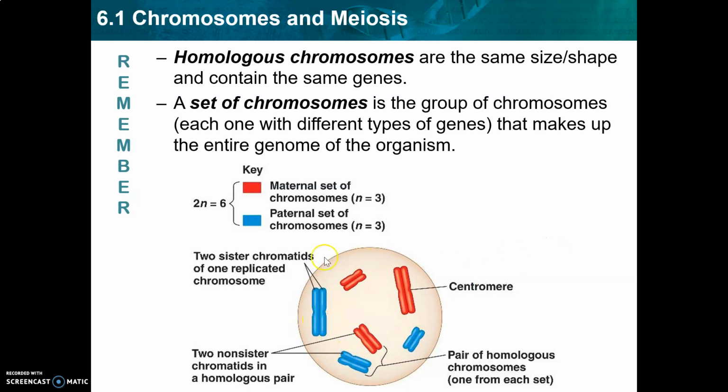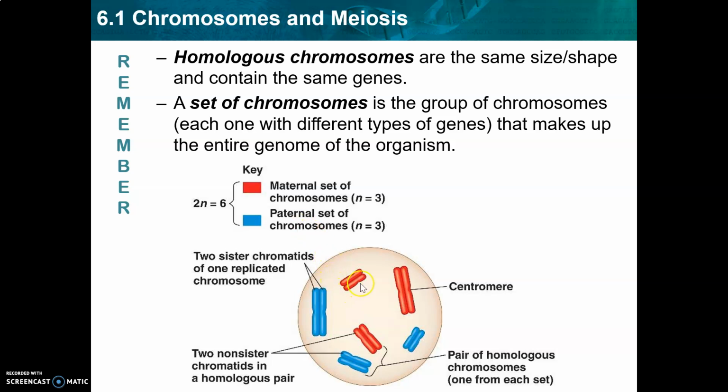So this cell altogether we would say is 2n equals 6, because we know it's diploid. How do we know it's diploid? Well, it has a set from the mom and a set from the dad. So that means 2 sets of chromosomes. That makes it a diploid cell.